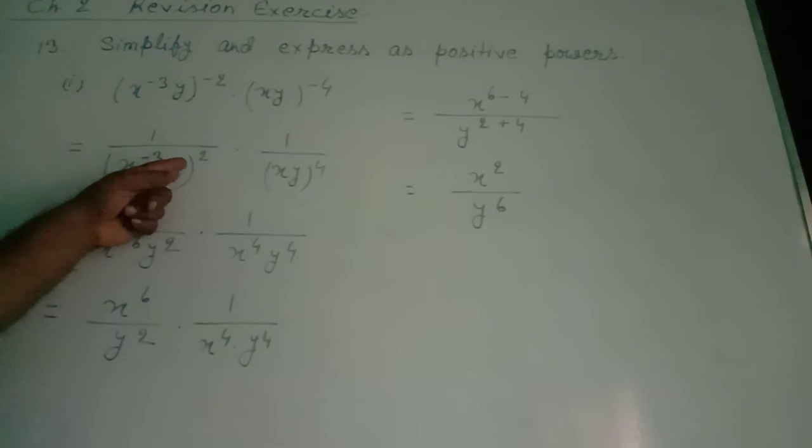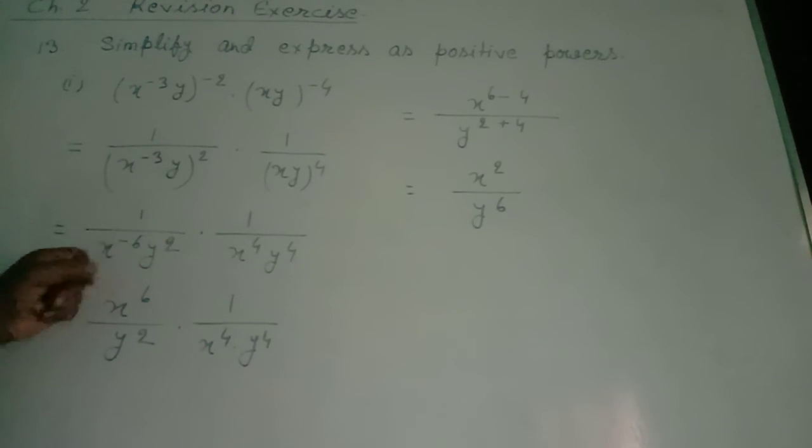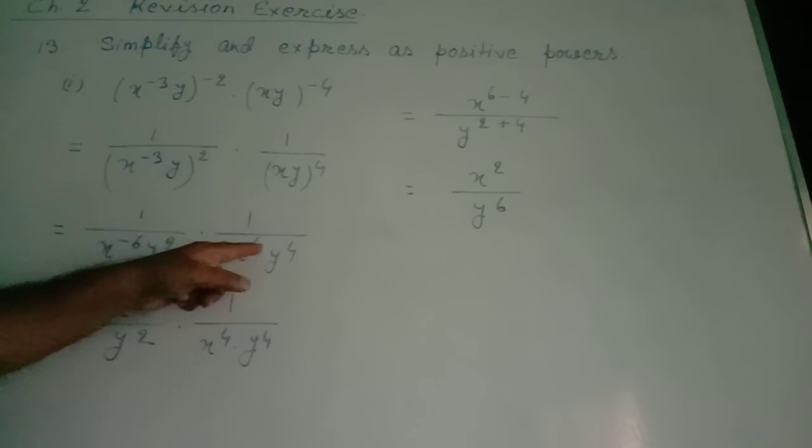Now we multiply these two powers by 2. So minus 3 into 2 minus 6, x to the power minus 6 y square into x to the power 4 y to the power 4.